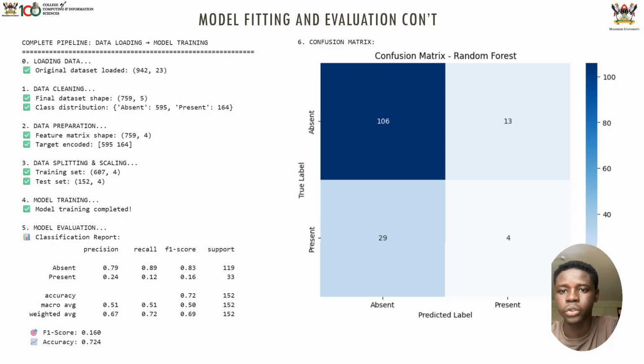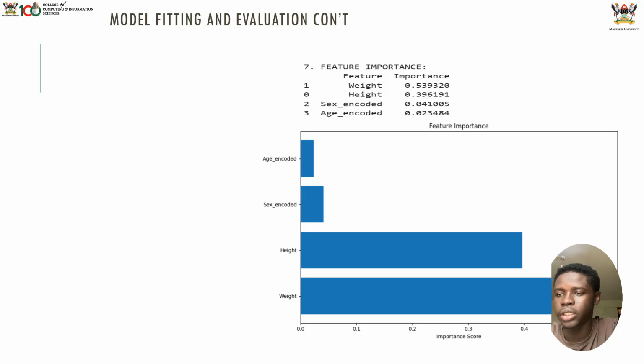For our model training, the model training is completed, which is shown here. Then you have the model evaluation with the classification report. You have precision, recall, F1 score, support. You have absent, present. Then you have accuracy, macro average, weighted average. That is also another graph for our model fitting and evaluation. Thank you.